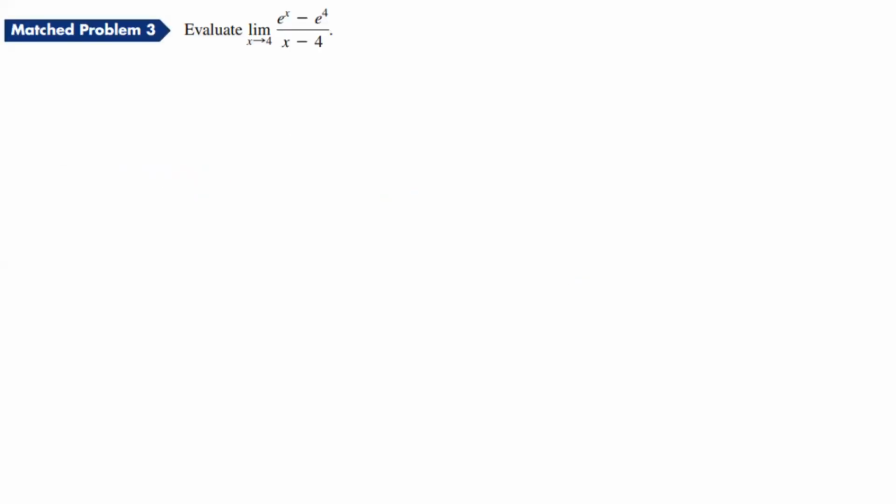All right, so here we have the limit as x approaches 4 of e to the x minus e to the 4 over x minus 4. Well, first off, what do we have? If we plug in 4 there, we're going to get e to the 4 minus e to the 4 over 4 minus 4, which gives us what? Well, that's 1 minus 1, which is 0, and 4 minus 4, which is 0. So that's the indeterminate form.